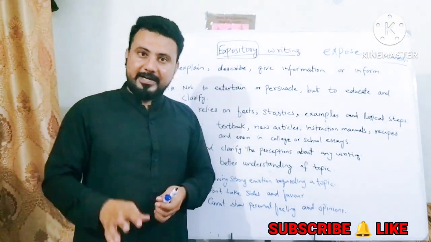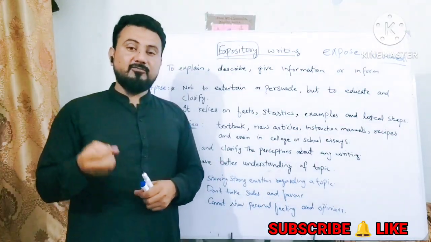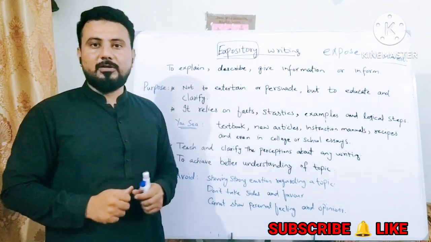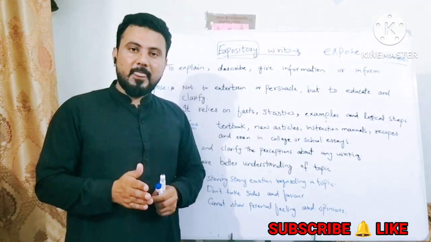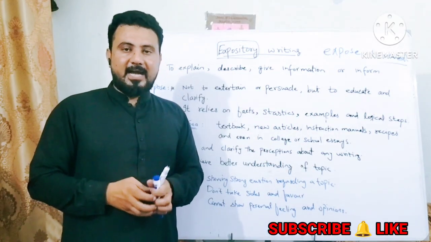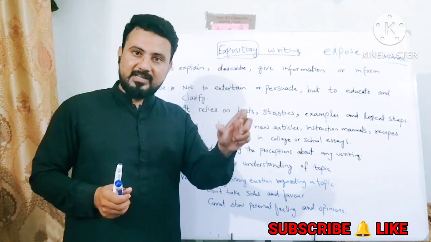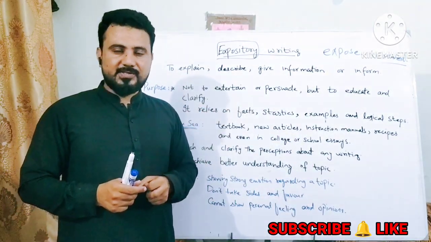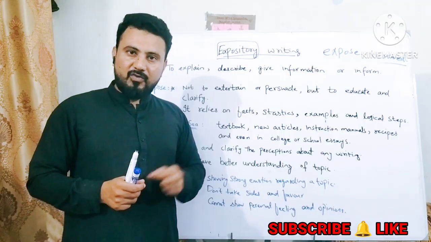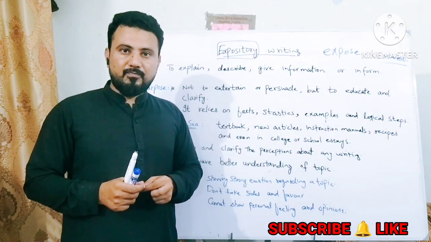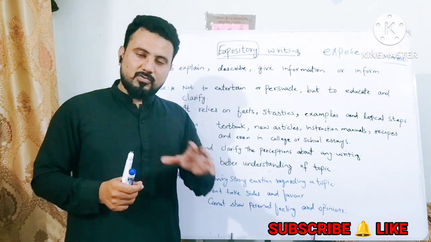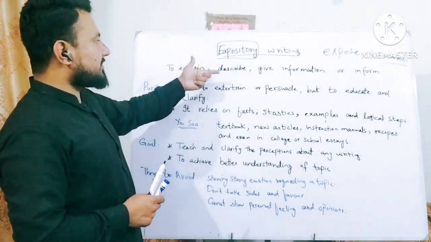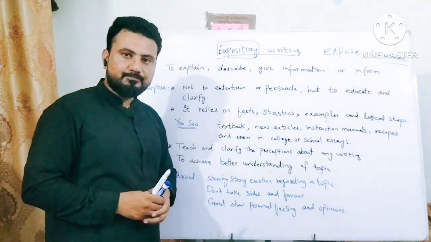First of all, before reading that topic, इस topic को पढ़ने से पहले we have a little bit idea about why boys fail in college. But after reading, we learn that there are 6 types, 6 reasons that explain the failure of students, the causes of failure of students in college life. So students, the basic purpose of expository writing is to explain, describe, give information and inform.